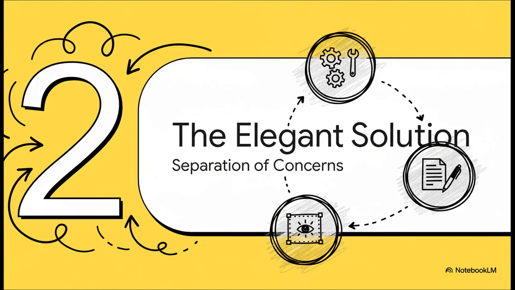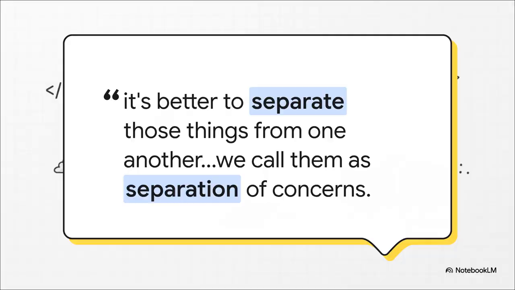So, to avoid that nightmare scenario, some really smart developers came up with a beautiful, elegant solution. It's a core principle of good software design. Instead of mixing everything together, you keep these different jobs in their own separate boxes. This powerful idea is called separation of concerns. And the philosophy really is that simple. It might sound basic, but the implications are huge.